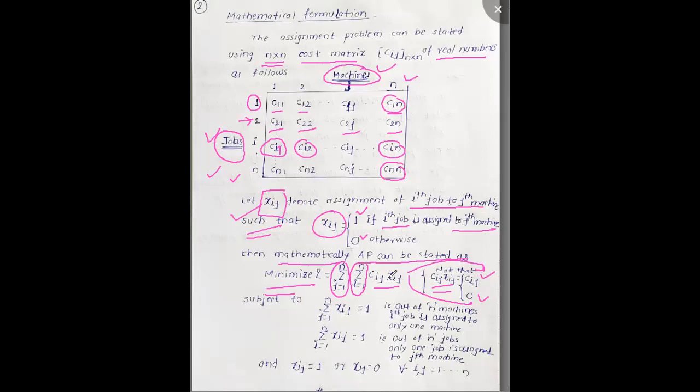So we minimize this cost. That means it contains only the cost of performing the ith job on the jth machine when we assign it, and when we do not assign the ith job to the jth machine, this value is 0. So it contains all the cost. So minimize this total cost of performing all the n jobs on n machines, subject to the conditions. These conditions are called constraints.